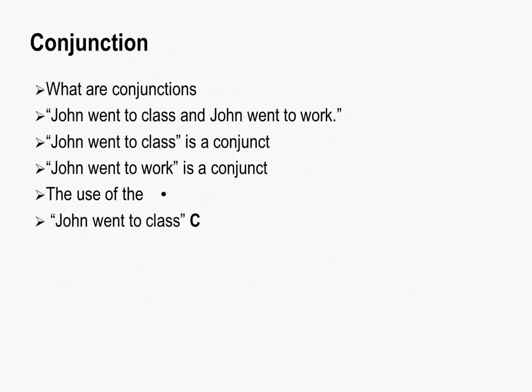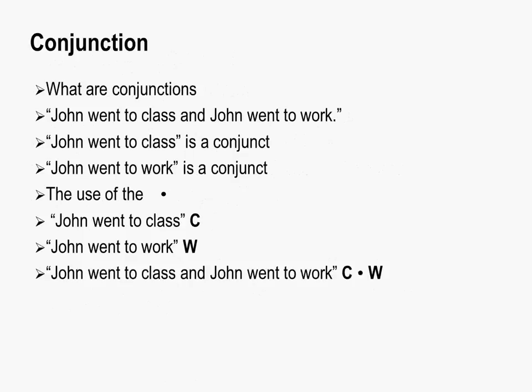So let's look at an example. John went to class. If we let C symbolize or represent John went to class, and we let W symbolize John went to work, well, then the whole conjunction C dot W would symbolize John went to class and John went to work. So in this class, we're using the dot to do that. Some other courses or some other textbooks might use a different symbol, but we're going to use a dot.